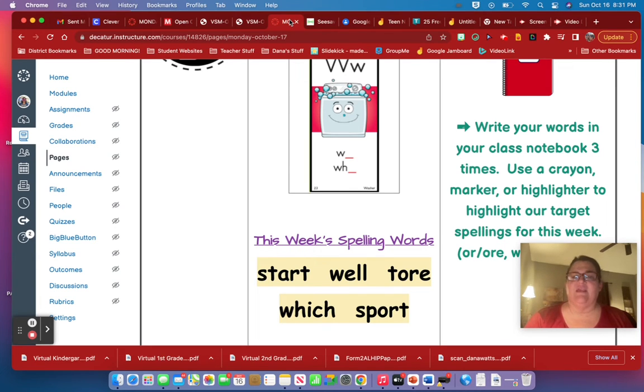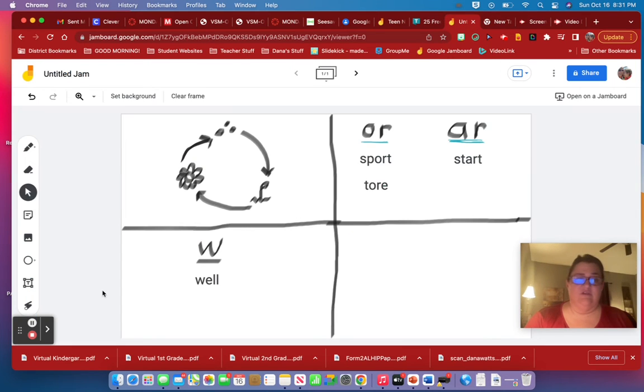But then we have a word that has the w sound spelled with W-H. And that's the word which. Which. Which one do you choose? Which one? W-H-I-C-H.